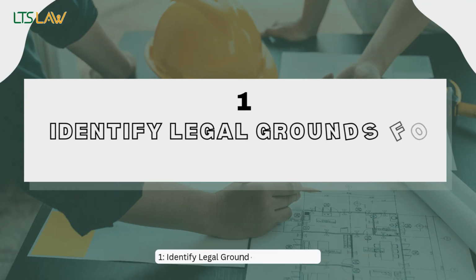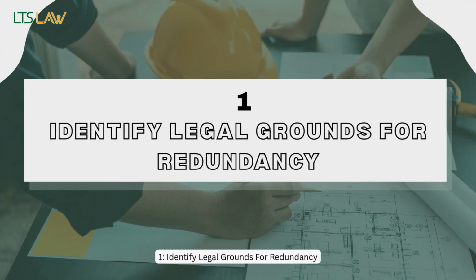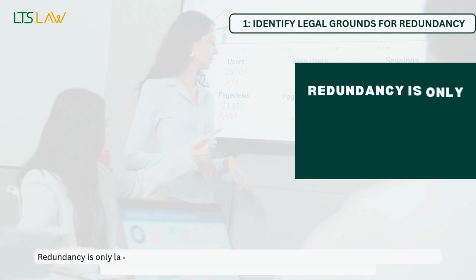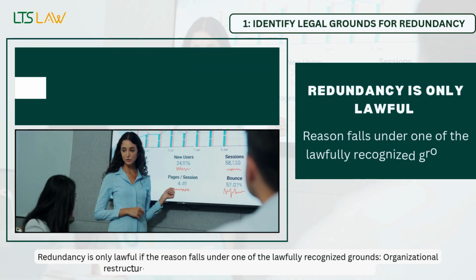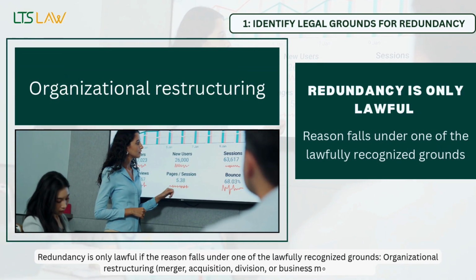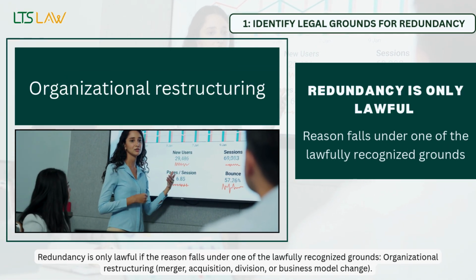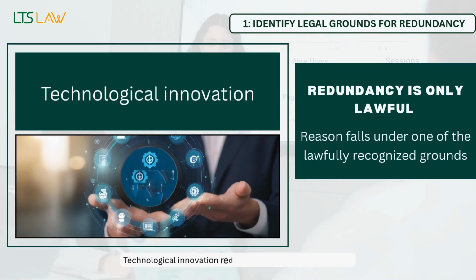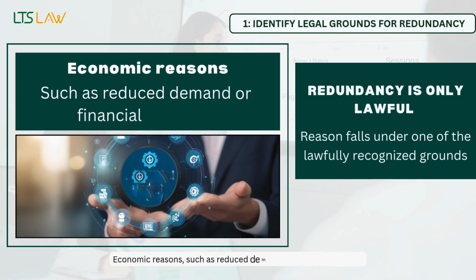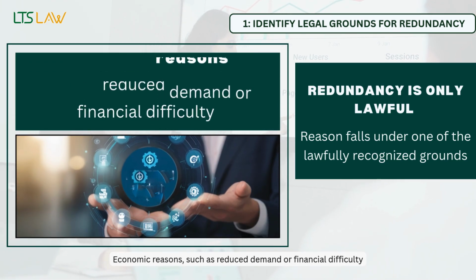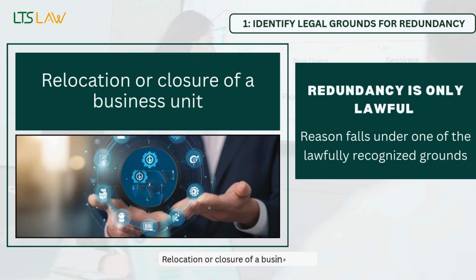1. Identify legal grounds for redundancy. Redundancy is only lawful if the reason falls under one of the lawfully recognized grounds: organizational restructuring, merger, acquisition, division, or business model change. Technological innovation reducing the need for certain roles. Economic reasons, such as reduced demand or financial difficulty. Relocation or closure of a business unit.